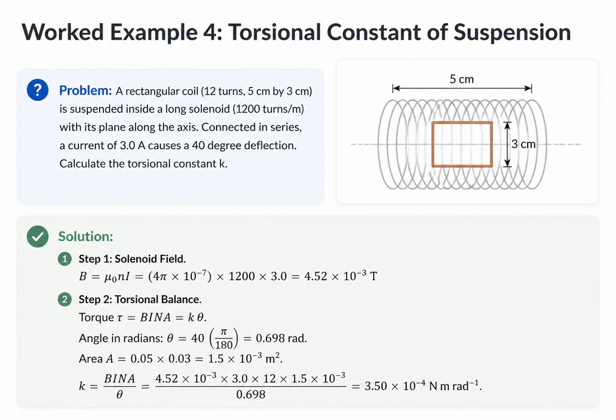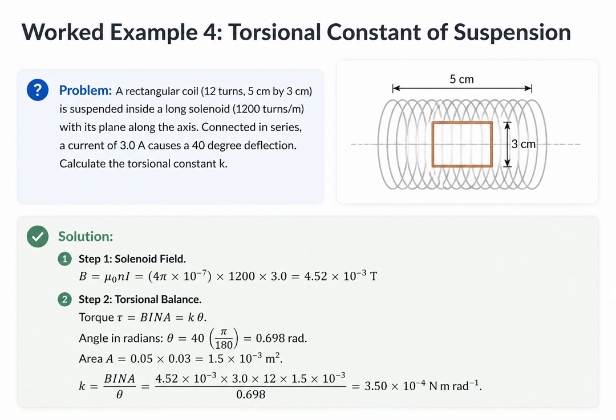Let's look at a more advanced scenario involving mechanical equilibrium. A rectangular coil is suspended inside a solenoid, and they are connected in series, carrying a current of 3 amperes. The magnetic torque on the coil causes it to rotate, twisting its suspension wire until the restoring torsional torque balances the magnetic torque. First, we find the magnetic field at the solenoid, which is 4.52 millitesla.